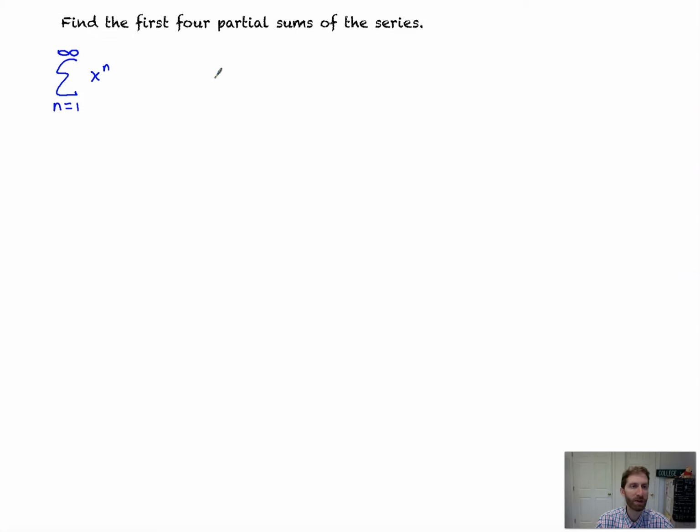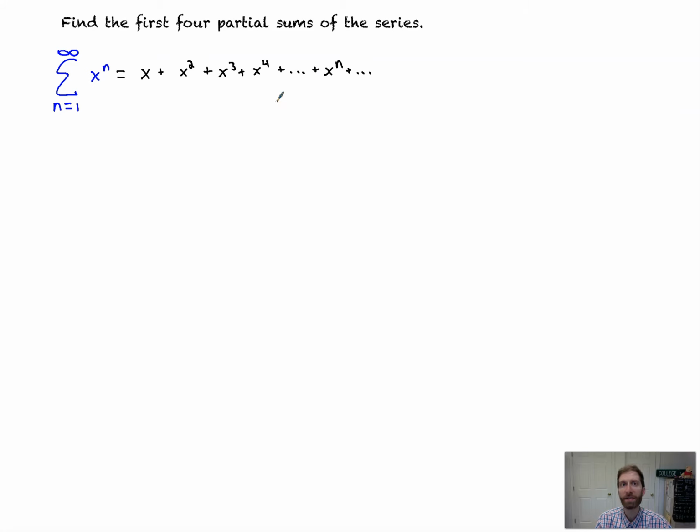All right, last but certainly not least, this asks you to find the first 4 partial sums of the series. Ooh. So if we expand this out, that'd be x to the 1 plus x to the 2 plus x to the 3 plus x to the 4. And that is the first 4 terms in the series. And it keeps going on and on and on, to x to the n and beyond. That's the pattern that's happening here.